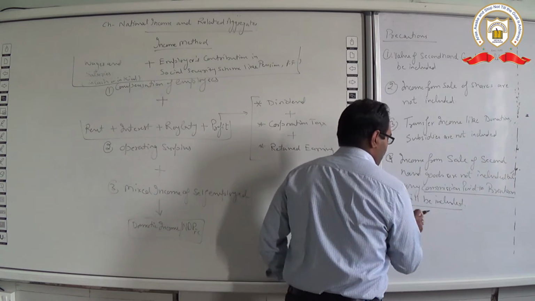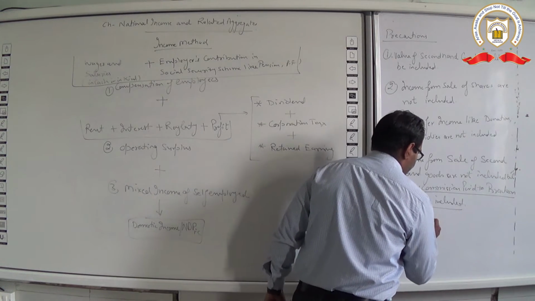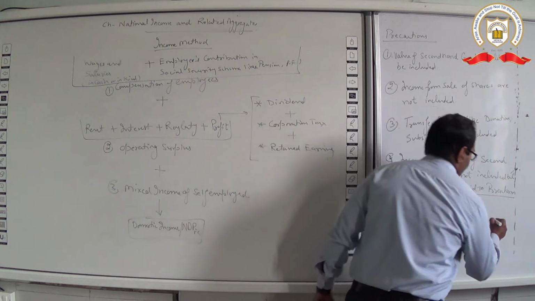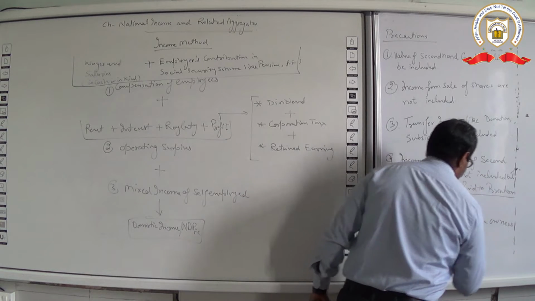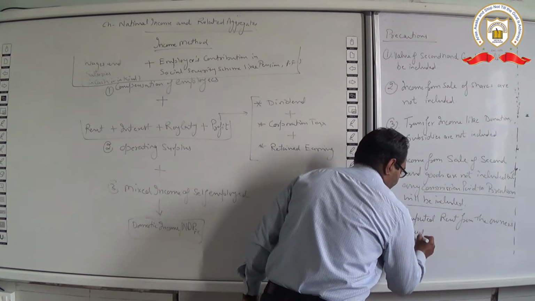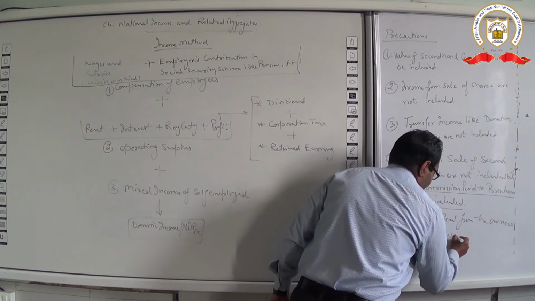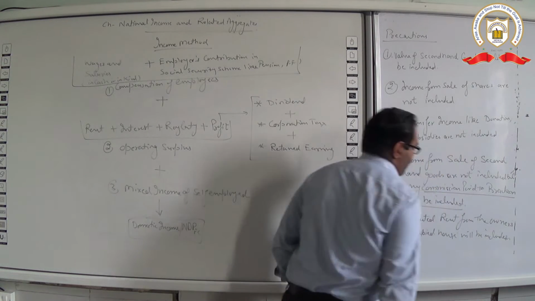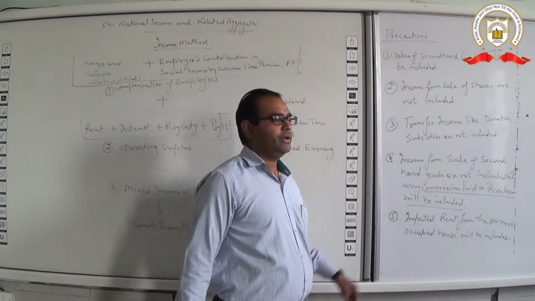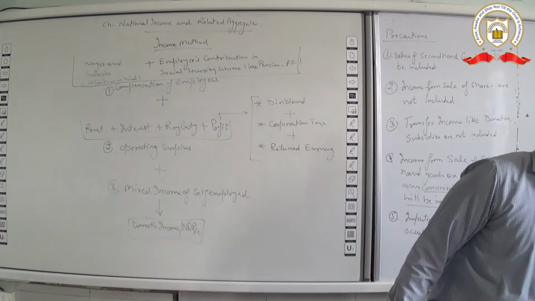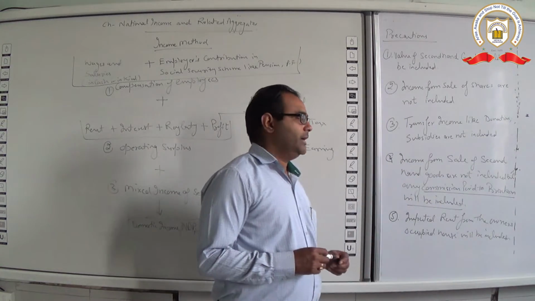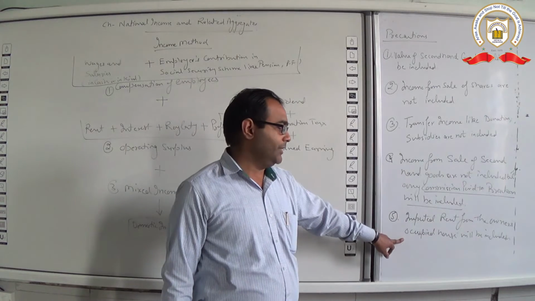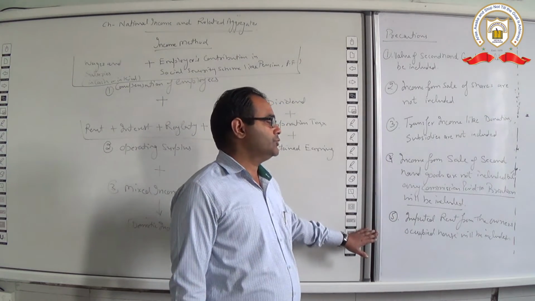Imputed rent from owner's occupied house will be included in national income. Imputed rent means any rent which is estimated by the authority for the house in which the owners are living. So these are the precautions which should be kept in mind.